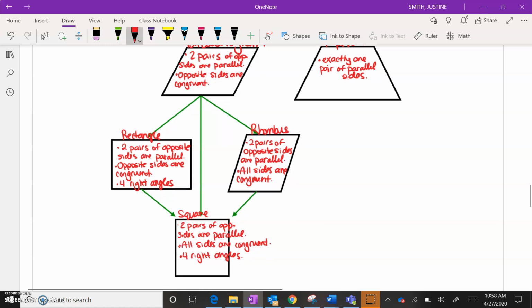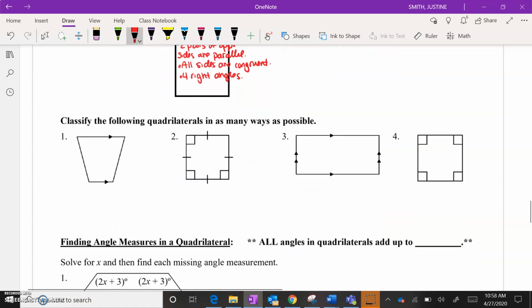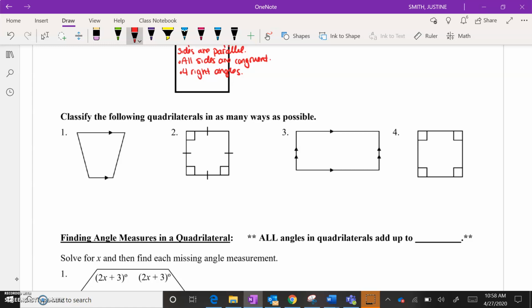Okay. So continuing on here, it says classify the following quadrilaterals in as many ways as possible. So we're just going to classify it in the best way possible. So for this first one, remember these markings mean the sides are congruent, or sorry, parallel. If they have the arrows, it means the sides are parallel. So we know that this would be a trapezoid, because it just has that one set of parallel sides.